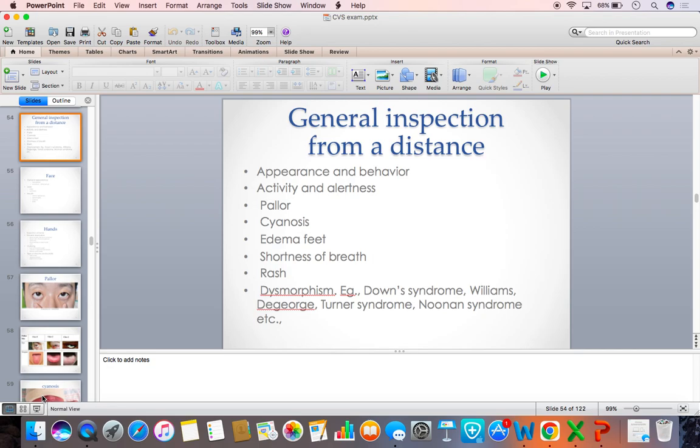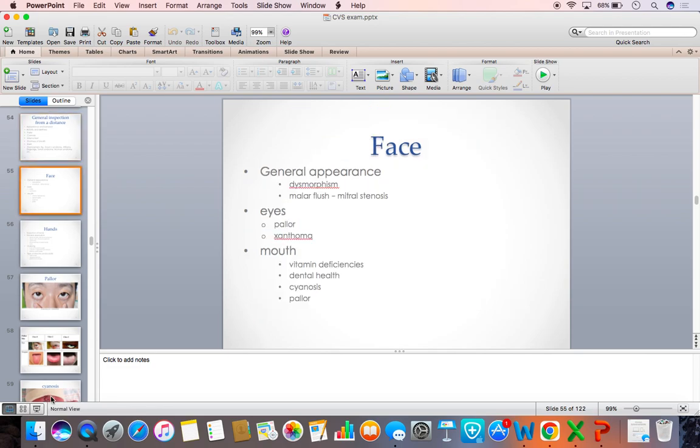Observe for shortness of breath and look for rashes. Last but not the least are dysmorphic features, like features of Down syndrome, Turner syndrome, etc. Look at the face for dysmorphic features, such as features of Down syndrome. If the patient has the features of Down syndrome or any other dysmorphic features, there could be an underlying cardiac element which you have to bear in mind.